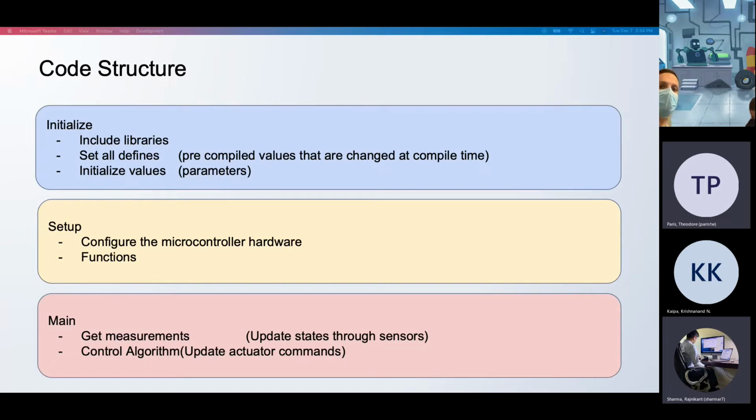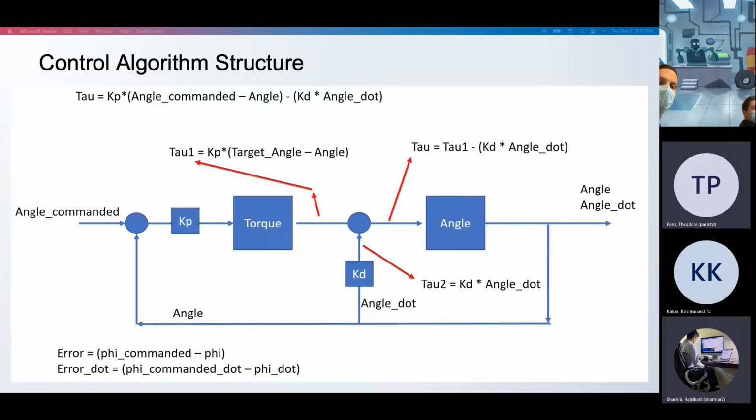Okay, so the controller code is structured like this. You initialize all the variables, which means you call all your libraries, you set all your defines, which are precompiled, and then you initialize all your values. In the setup function, you set up all the hardware. So if you're using an ADC, or, in our case, we were talking to a transceiver, all that hardware has to be configured, which basically means you just set the registers up so that they perform a certain set of tasks. And then in our main code, that's where we get the measurements, and then we apply our control algorithm. So next. You can see right here, this is the block diagram of the code algorithm structure.